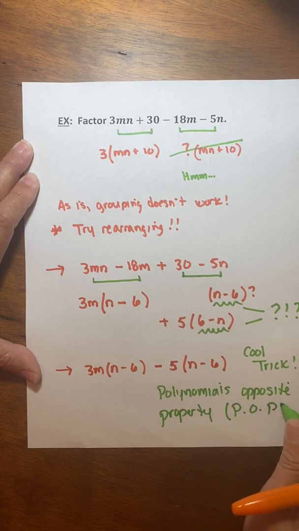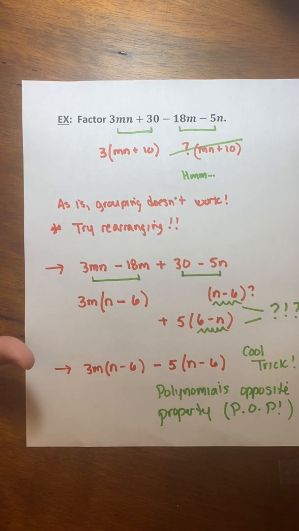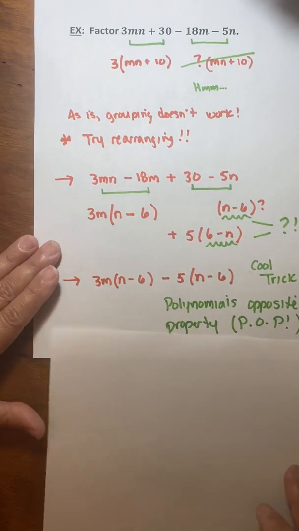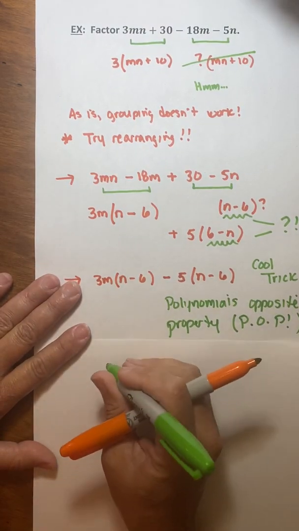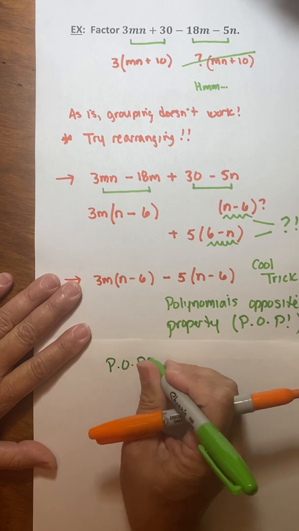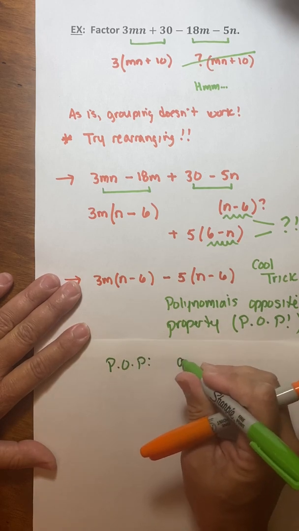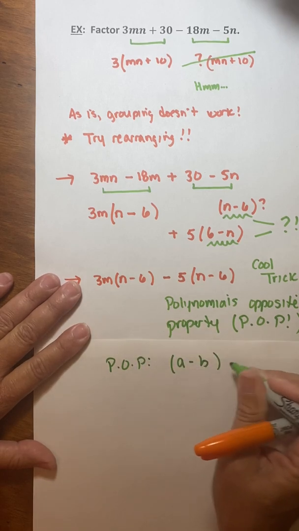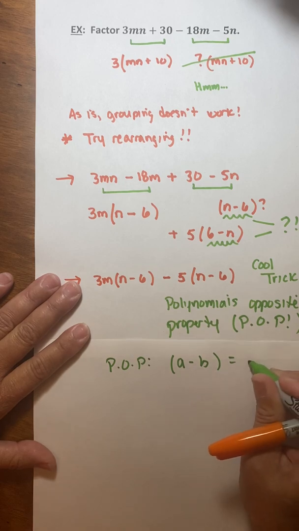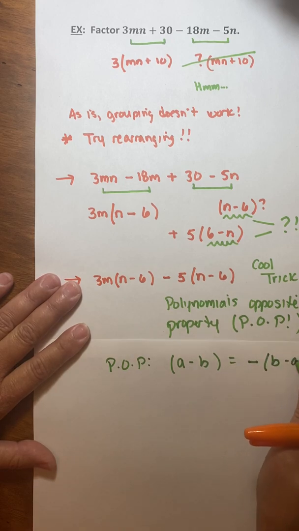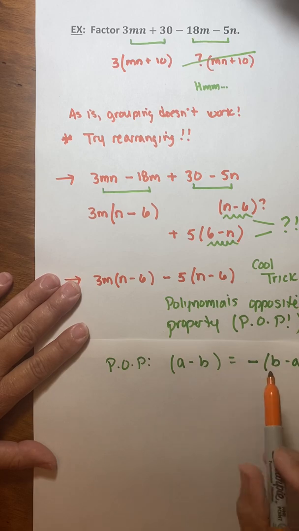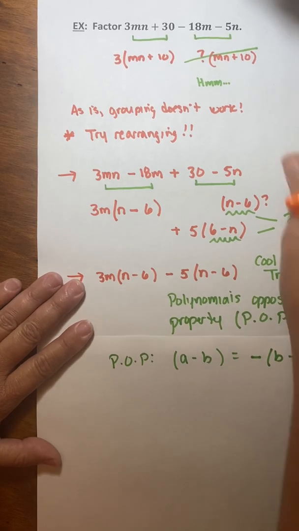The polynomial opposite property says whenever you want to reverse the order in which you subtract, if you have a minus b and you want b minus a, pull a negative out front, and you can switch the order in which you subtract. Because if you just distribute, you'd get negative b plus a. Right, so that works here.